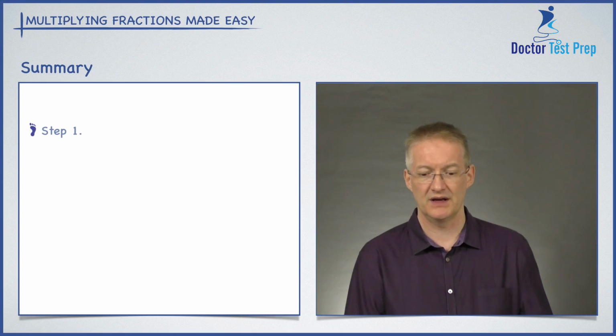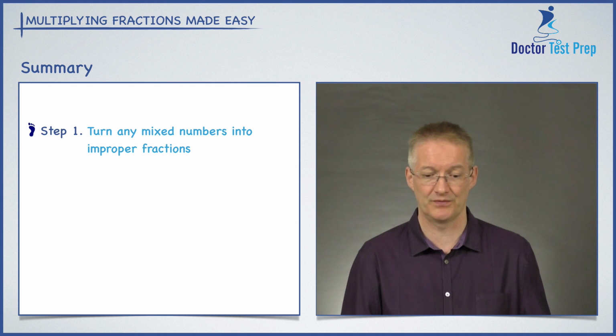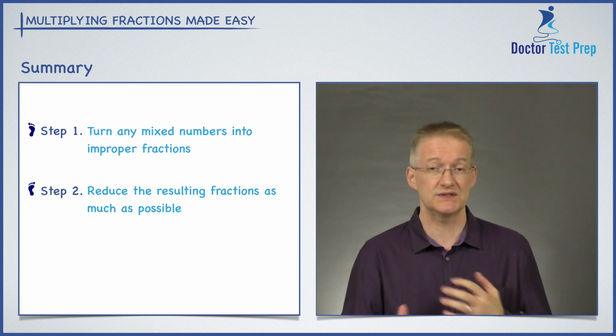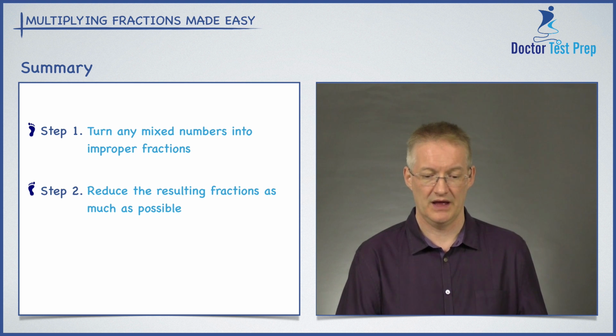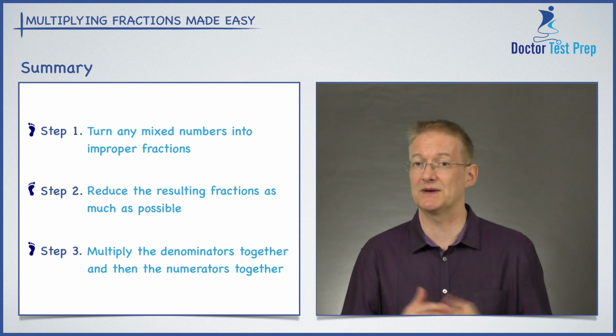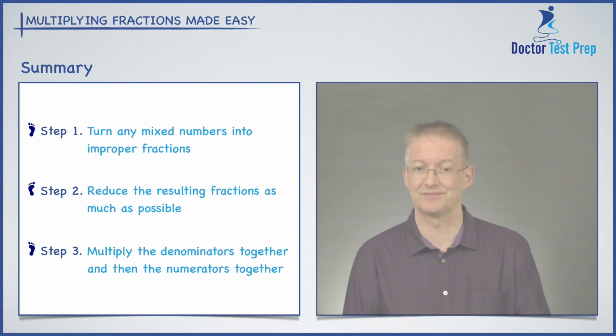Alright, now let's have a look at a quick summary of what we've been talking about for multiplying fractions together. So step 1, turn any mixed numbers into improper fractions before we begin. Step number 2, reduce the resulting fractions as much as possible before we multiply. And step number 3, multiply the denominators together and then multiply the numerators together, and that's our answer.